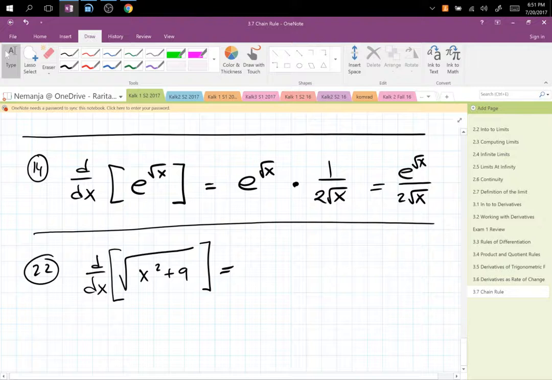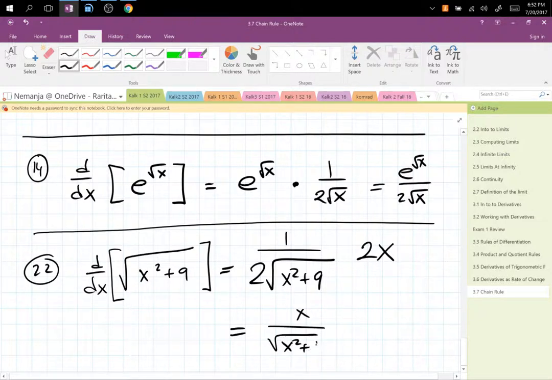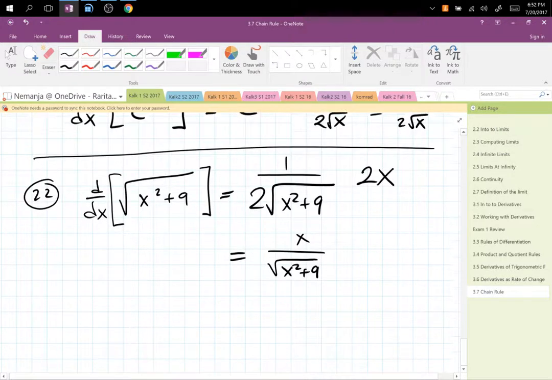So what is the main function? Square root of x. Good. So we start with 1 over 2 square root, and it happens to be x squared plus 9. So the formula for the derivative of a square root is 1 over 2 square root, whatever was under the root stays under the root, and then times the derivative, which is 2x. And now the 2 and 2 will cancel. So we're going to have x divided by the square root of x squared plus 9. Are we all clear on this?